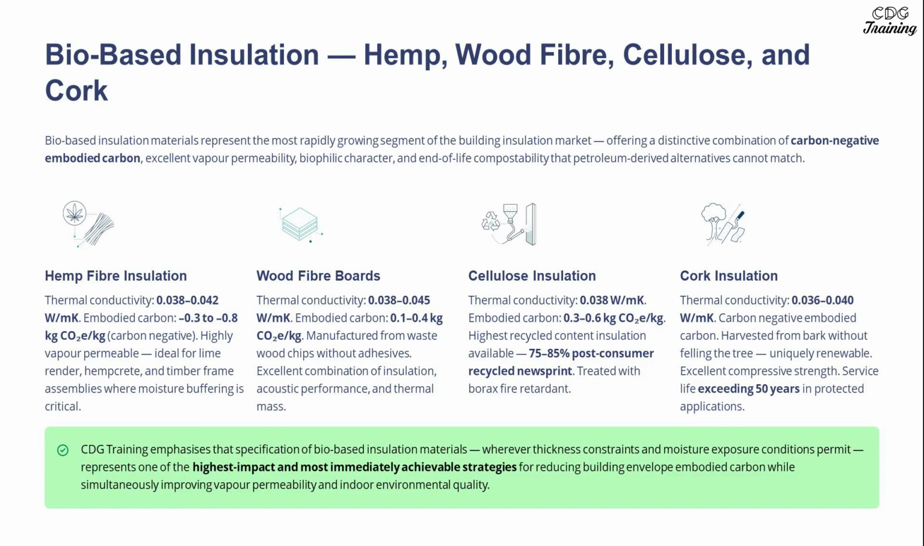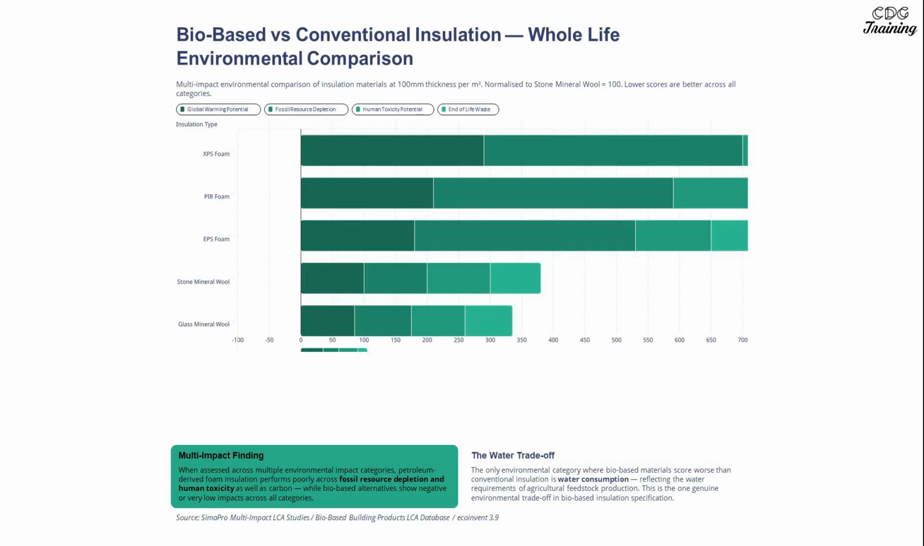Bio-based insulation materials, such as hemp and cork, offer carbon-negative benefits and improved environmental performance. These materials are increasingly popular for their sustainability and compatibility with modern building standards. A comparison of bio-based versus conventional insulation highlights the environmental advantages of bio-based options. Despite some trade-offs, bio-based materials often provide better overall sustainability.